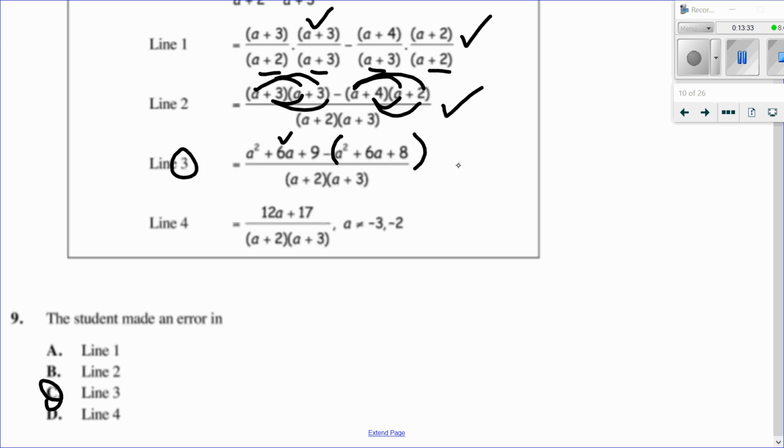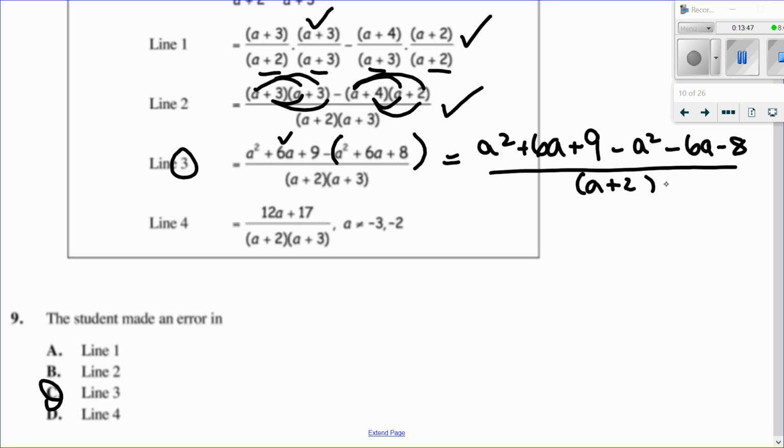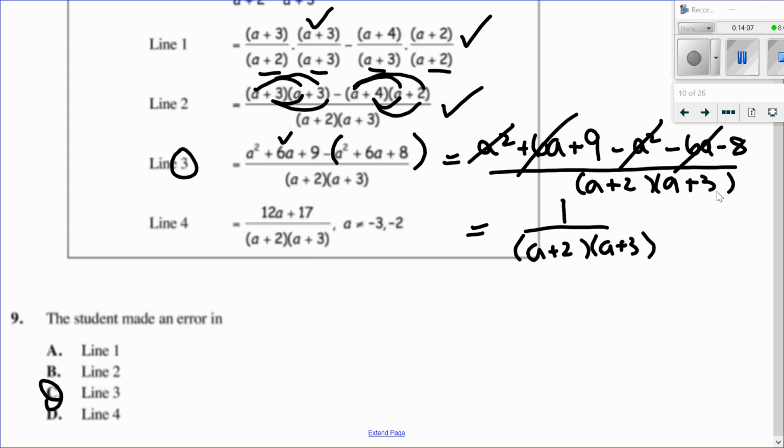Let's just correct their mistake here. So I'm going to have a squared plus 6a plus 9, and then subtract everything inside the bracket. Subtract the a squared, subtract the 6a, and subtract the 8, all over a plus 2, a plus 3. So remember, you just have to subtract everything. So a squared minus a squared is 0. 6a minus 6a, 0. 9 minus 8, just 1, over a plus 2 times a plus 3. That would be the correct answer.